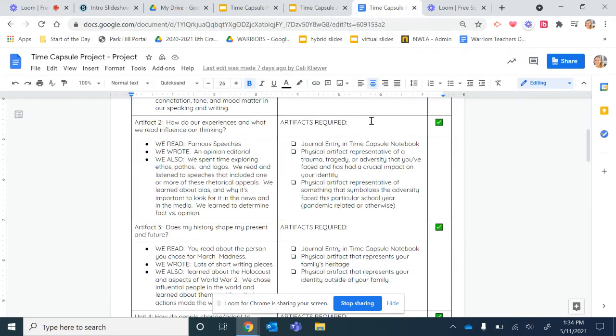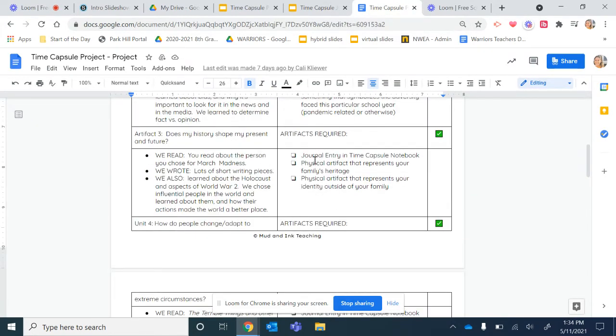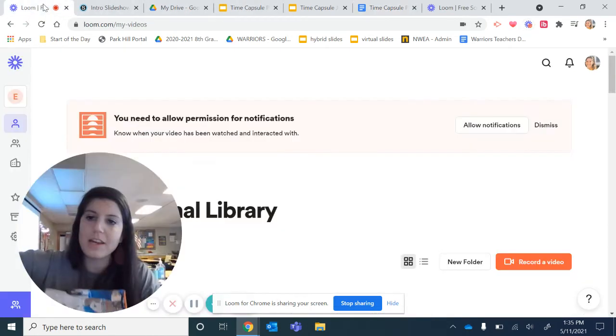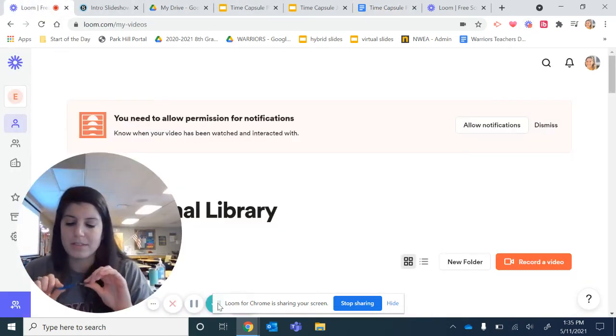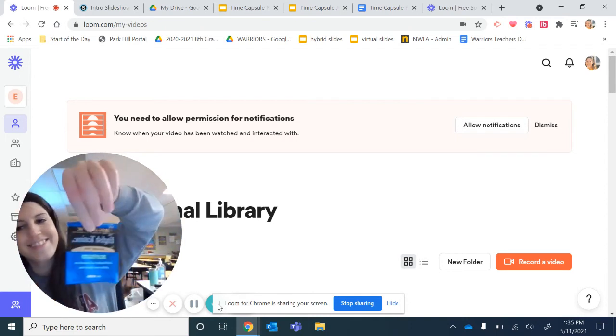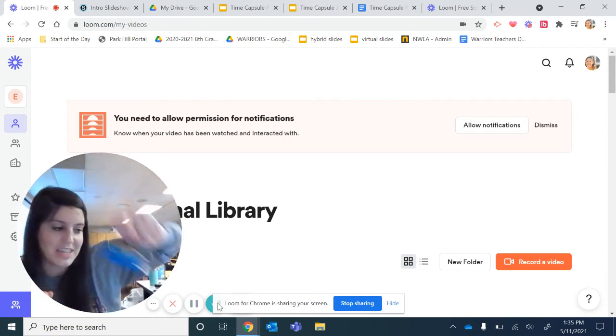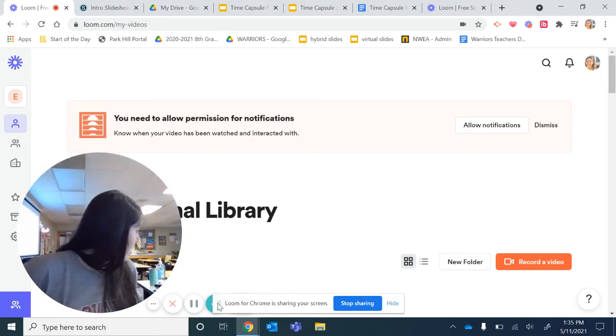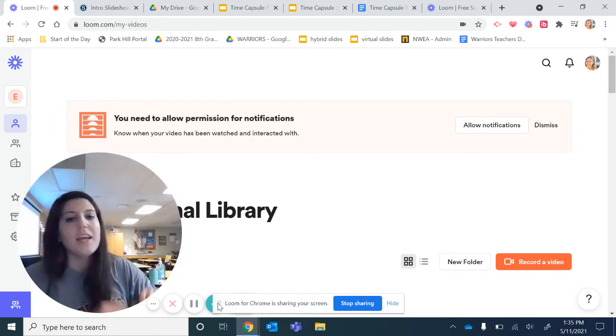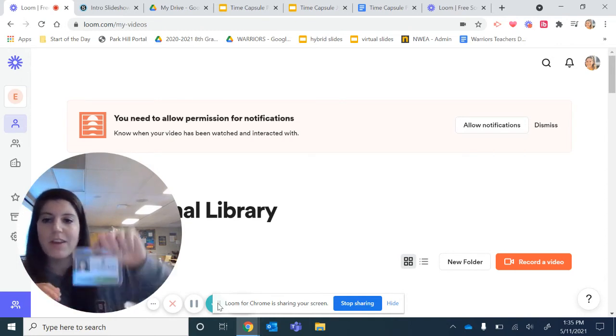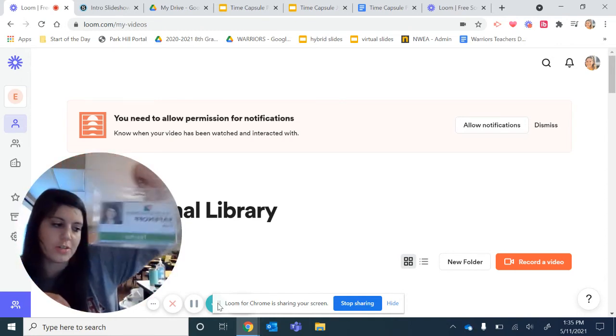Okay, moving right along. We're almost done here. Artifact 3, you're going to have, does my history shape my present and future? And this was when we did March Madness. You'll have your journal entry and then an artifact that represents your family's heritage and an artifact that represents your identity outside of your family. So for this one, for my family's heritage, my mom's side, way down the line, is British. And so I have a packet of tea for that. And then for something that is my identity outside of my family, it's over here because I had to use it today, I would do my badge because it says I'm a teacher.